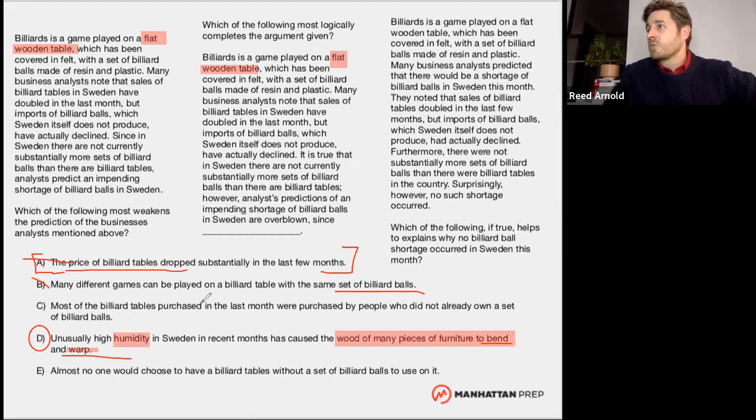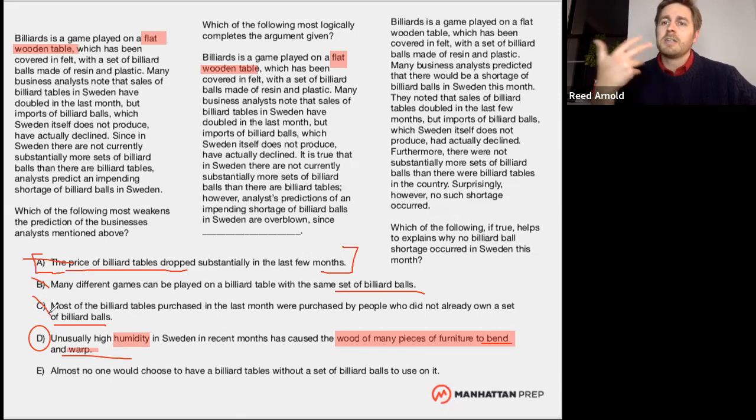Most of the tables purchased were purchased by people who did not already own a set of billiard balls. If anything, this makes me think the opposite. This is almost the opposite of what we need the answer to do, which is a common game in critical reasoning, to strengthen instead of weaken or weaken instead of strengthen, right? If these tables were bought by people who don't have a set of billiard balls, why did they not need billiard balls, right? Wouldn't they need billiard balls? Wouldn't that lead to a shortage?